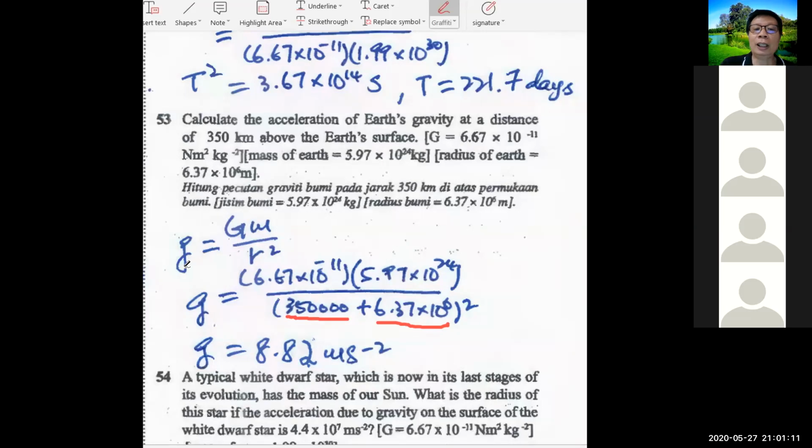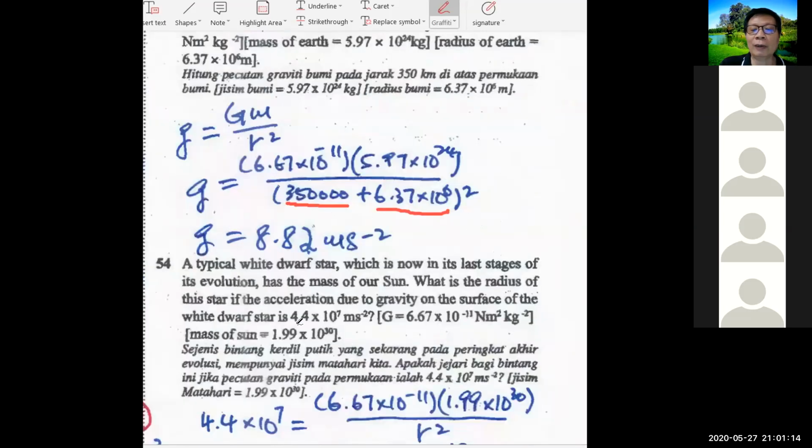Okay, 54 now. Read the question. A typical white dwarf star, which is a name of a planet, is now in the last stages of its evolution. It's going to die already. It has the same mass as our sun, very big. What is the radius of this star if the acceleration due to gravity on the surface of this star is 4.4 × 10^7?